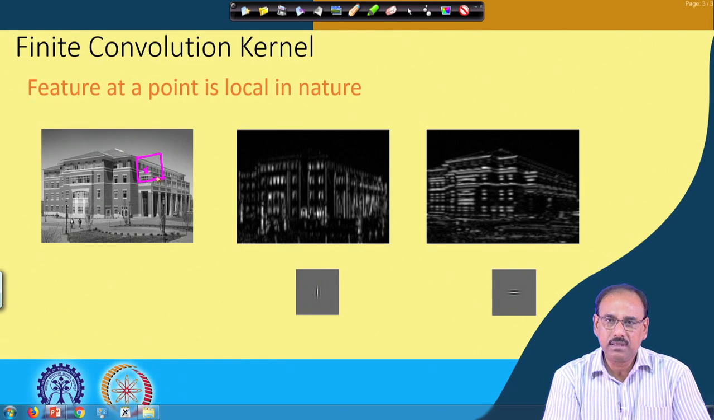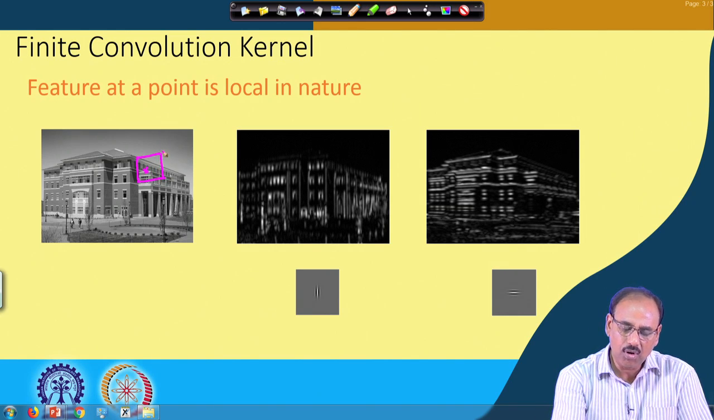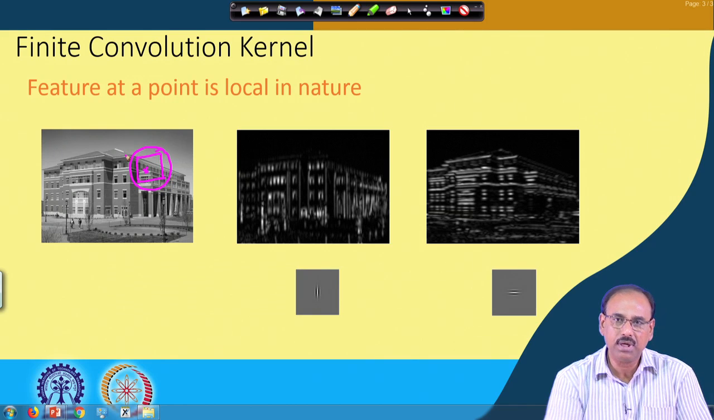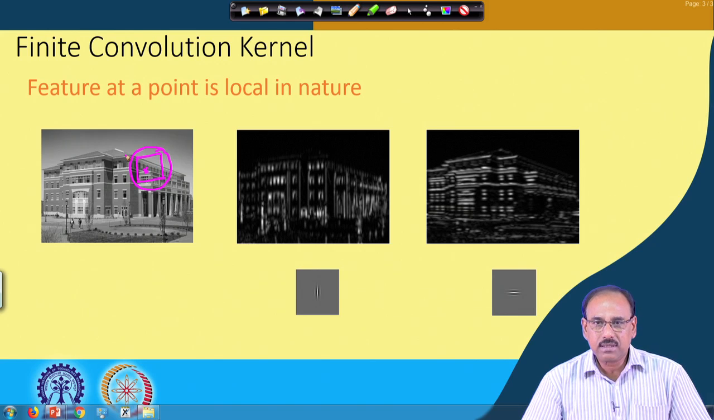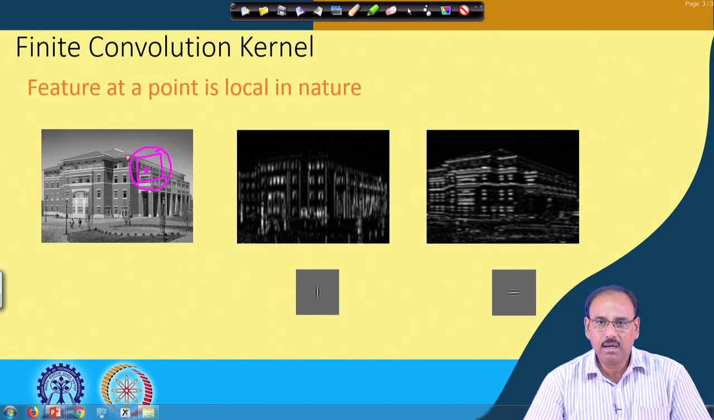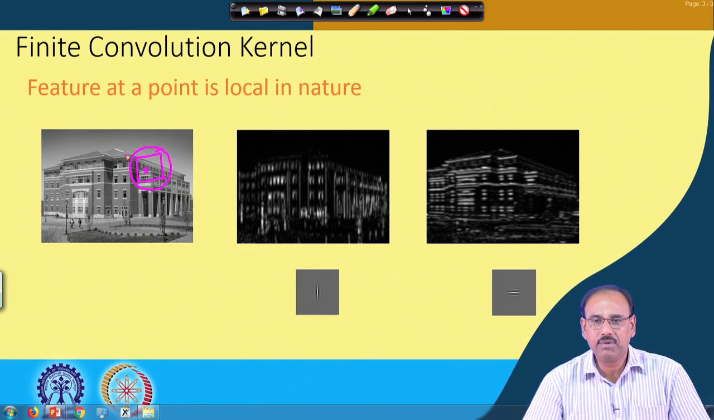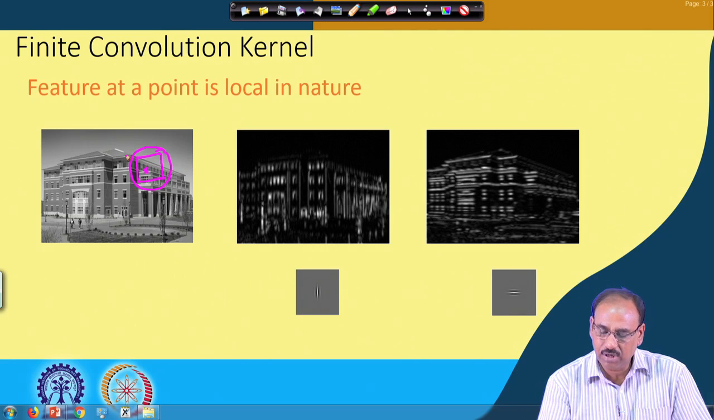So, as a result, the convolution kernel that you have to use has to look into only this particular neighborhood. It does not have to look over the entire image. Given this, in the previous slide what we had shown is the summation from 0 to infinity. It is not necessary that I have a convolution kernel which is infinitely extended. Rather, I can have a finite convolution kernel. So, as given over here.